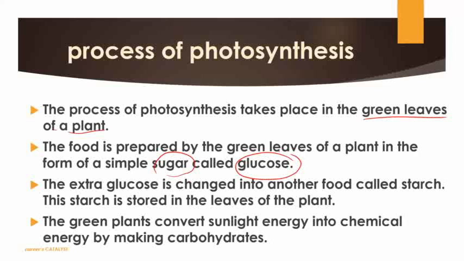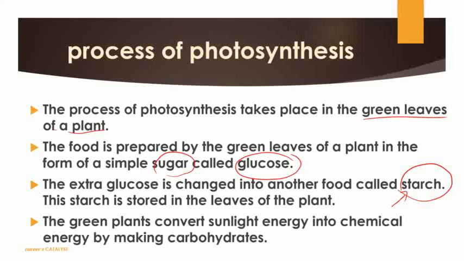But obviously they are not able to utilize all the glucose prepared by them. So the extra glucose is stored in the plant body, like in the leaf, in the stem, in the root. So these are all the parts where the extra glucose is stored in the form of what? Starch. This starch is utilized by heterotrophic organisms. The heterotrophs utilize this starch for their growth and development because they are not able to prepare their own food by using inorganic material, right?